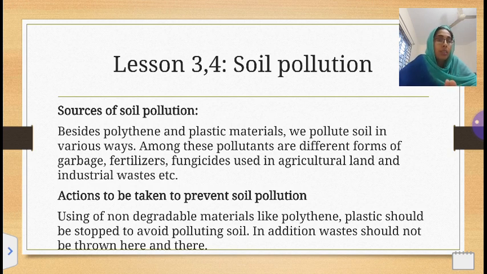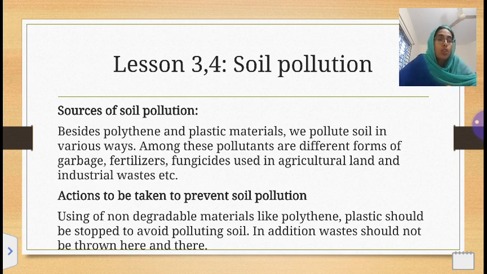Besides polythene and plastic material, because all of you know that polythene and plastic materials are responsible for soil pollution, but we consider other issues. We pollute soil in various ways. Among these pollutants are different forms of garbage, fertilizers, fungicides used in agricultural land, and industrial waste. Here, garbage, fertilizer, fungicides, even polythene and plastics are mainly responsible for soil pollution. Fungicides are one type of insecticide, and these are used to kill fungi on land in agricultural fields.